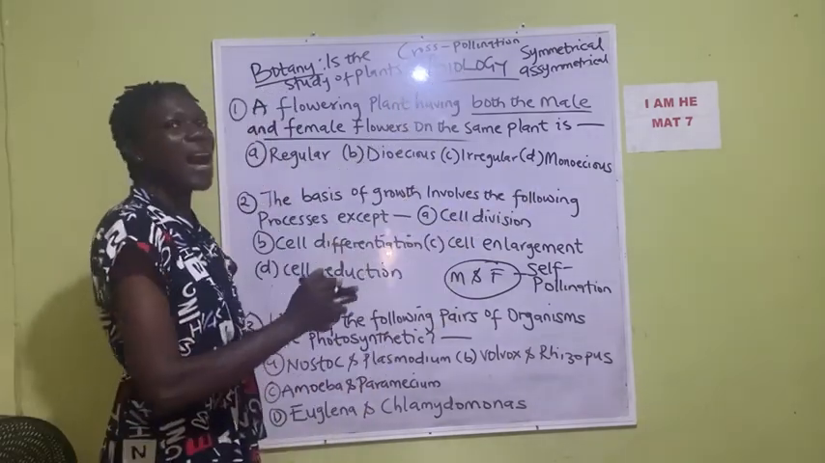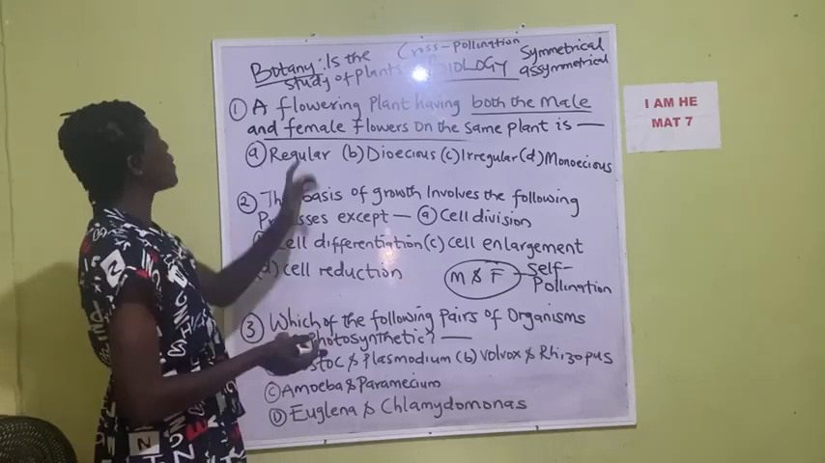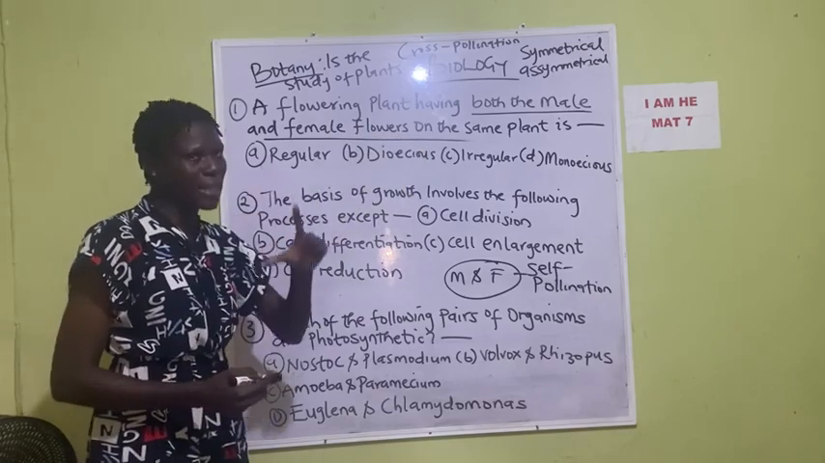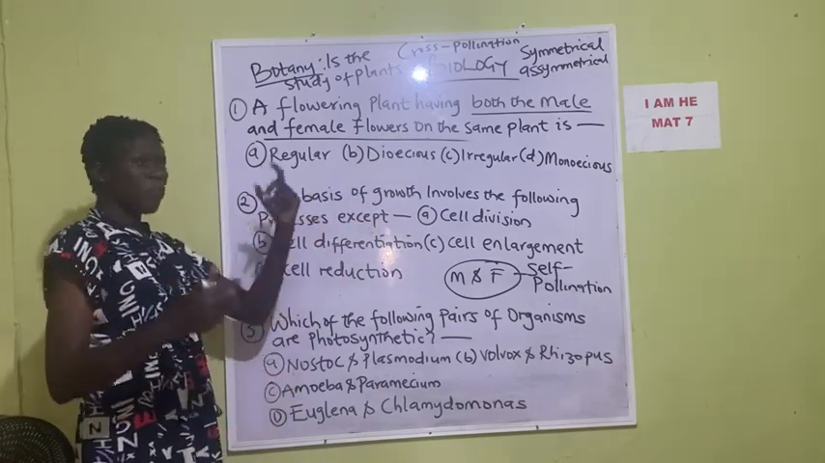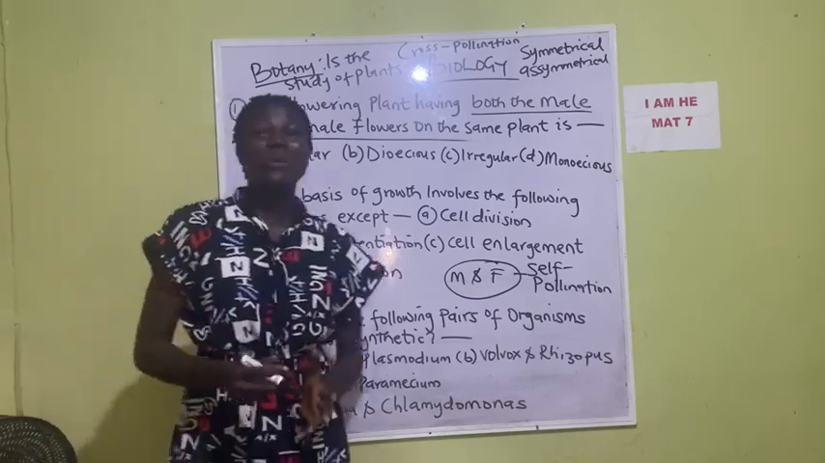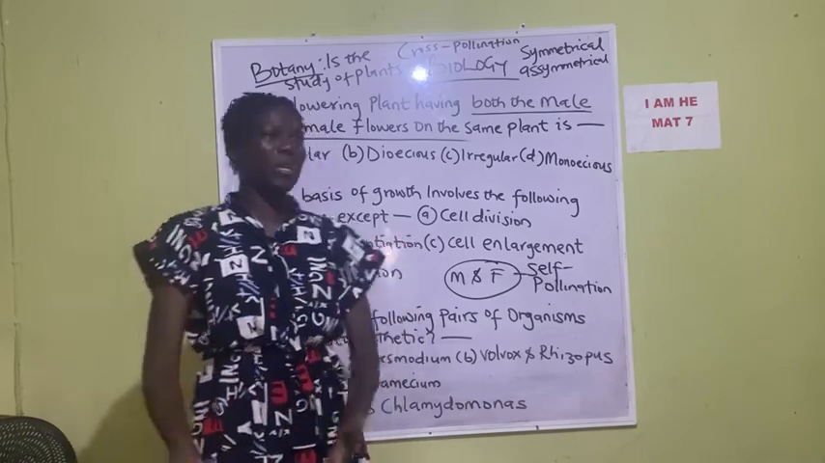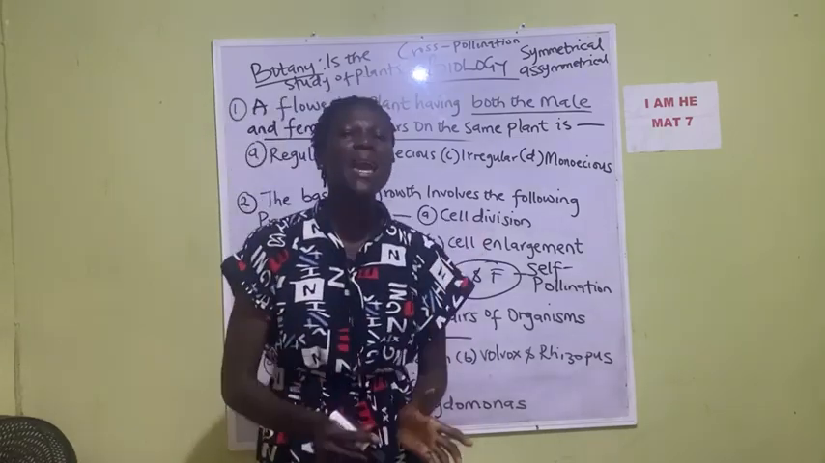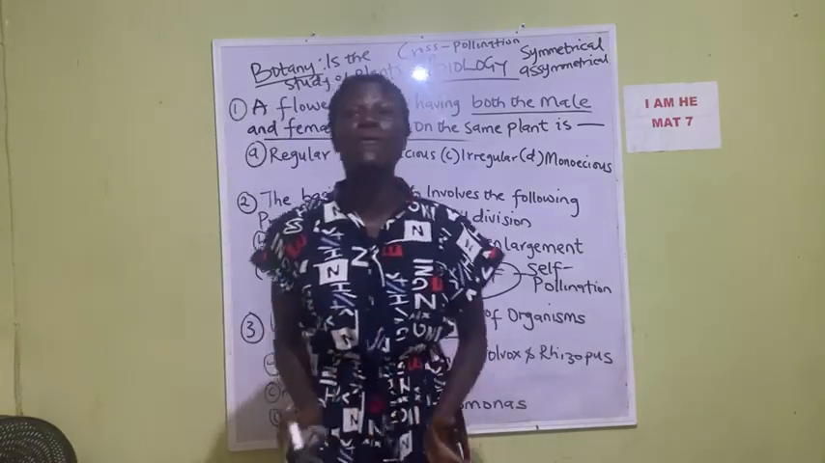So from our question, we asked that a flowering plant having both the male and the female flowers on the same plant is termed what? A. Regular. I've explained regular. Regular means a plant that can be divided into equal halves. That is symmetrical. Now, B is dioecious plant. That's a plant that has the male and the female flower on different plants.